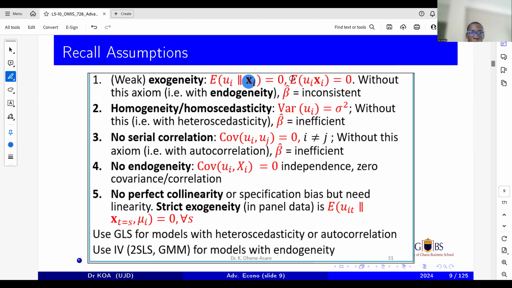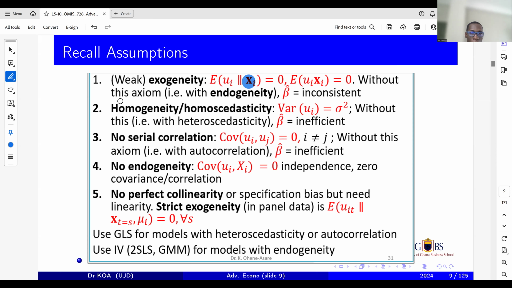This next one says the expected value of the error with the regressor should be 0. So now it's no longer given. If this assumption of exogeneity is not there, then we have endogeneity. And when you have endogeneity, forget about BLUE. The best linear unbiased estimator is no longer there, and then there is inconsistency in the beta parameters.